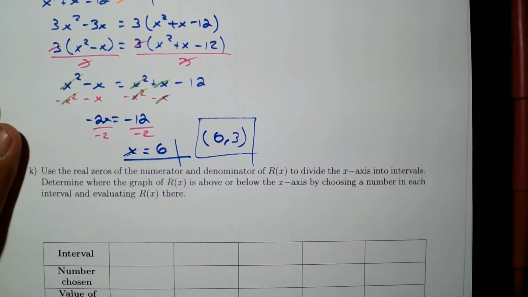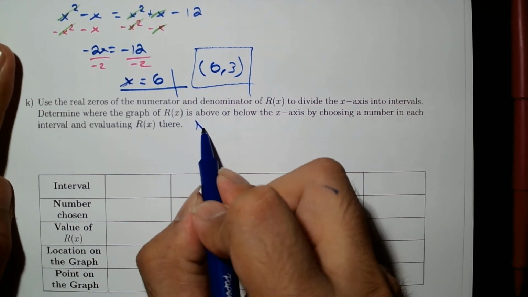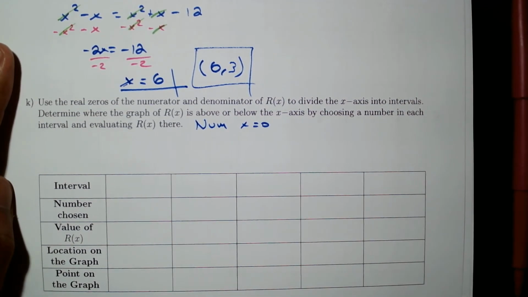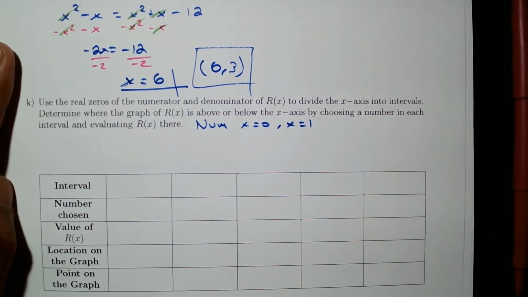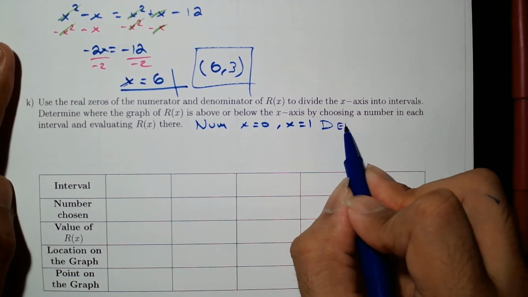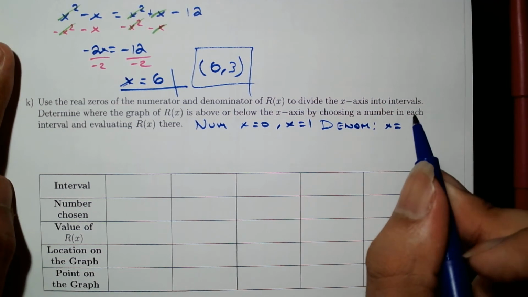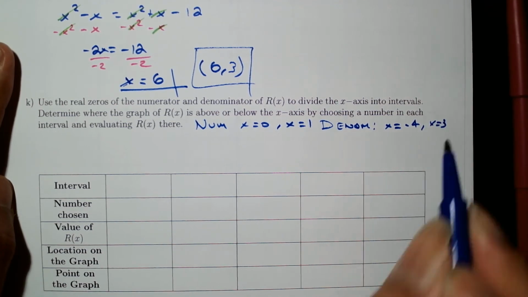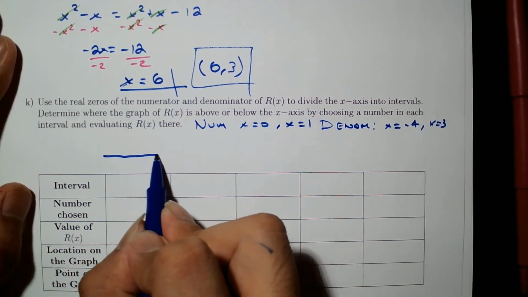So use the real zeros of the numerator and denominator to divide the x-axis or the number line into intervals and test. For the numerator, the zeros are x equals 0 and x equals 1. For the denominator, the zeros were x equals -4 and x equals 3. Okay. Now let's do this.